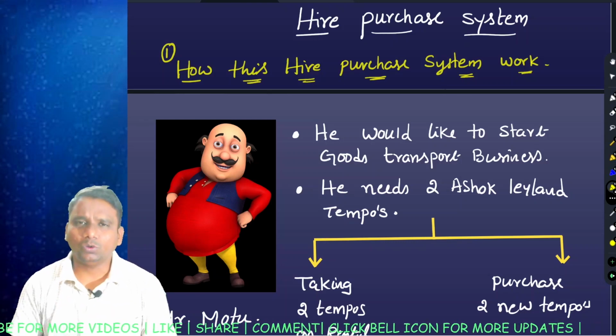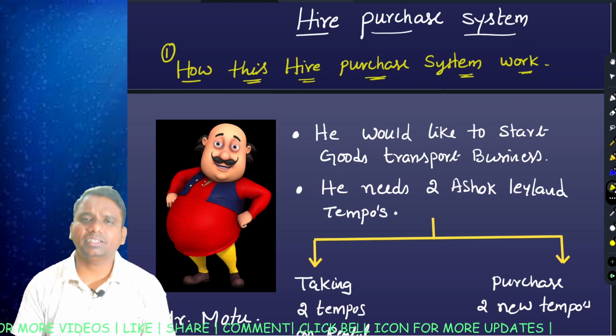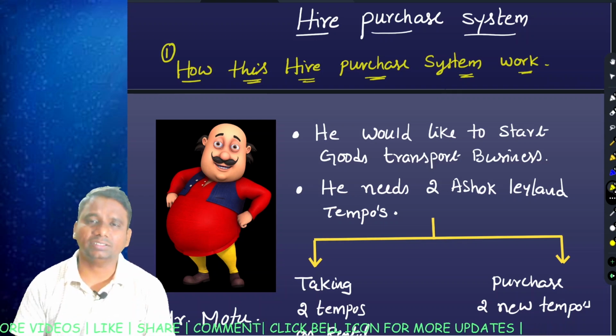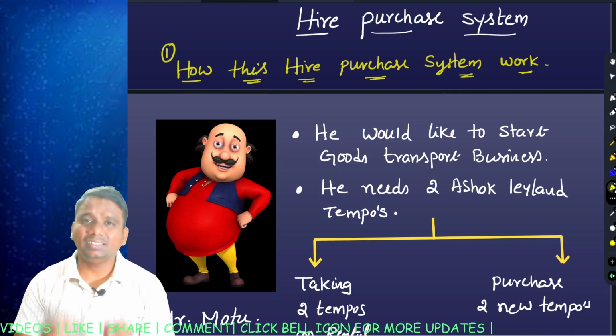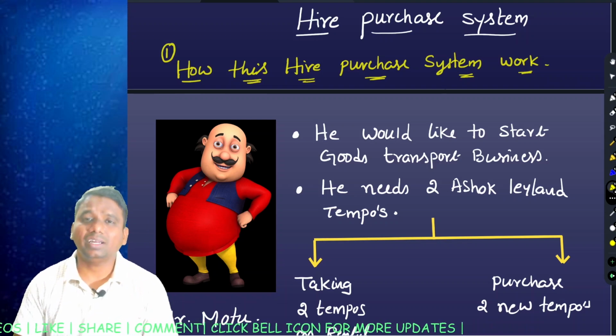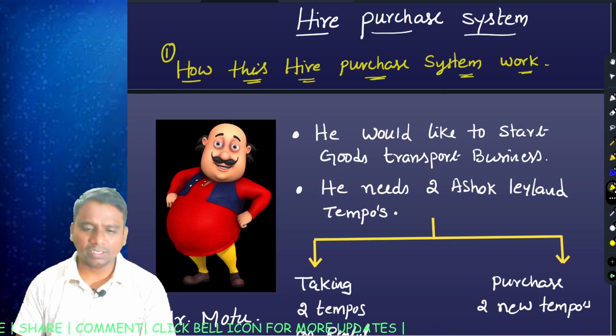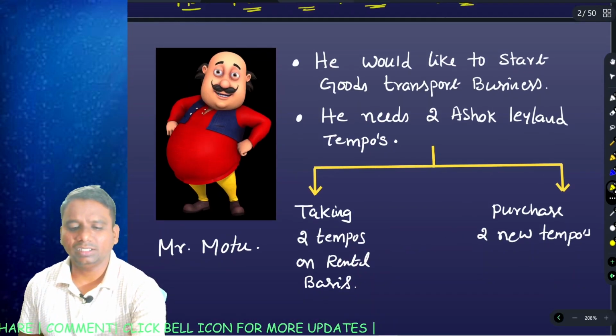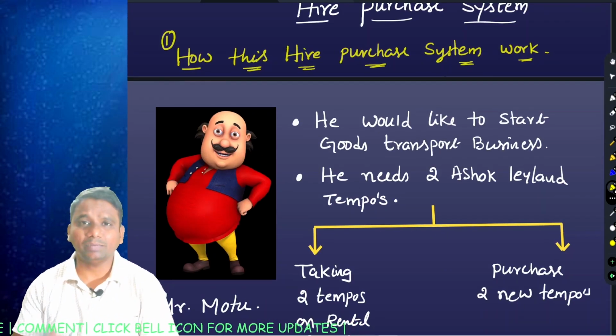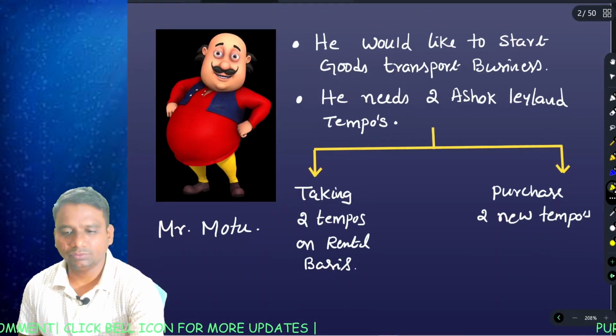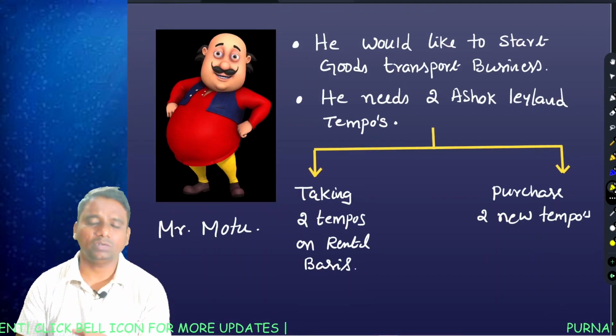In the previous video, we have seen the basic introduction to the concept of hire purchase and installment system. In this video, we try to understand the accounting treatment for the hire purchase transactions. For that, we'll try to understand one basic example, that means how this hire purchase system works.